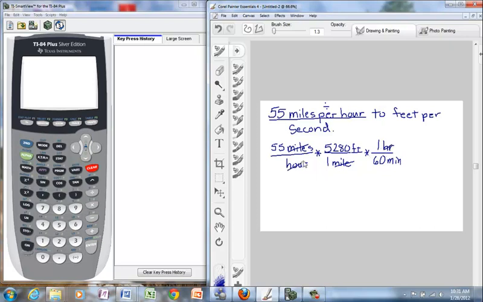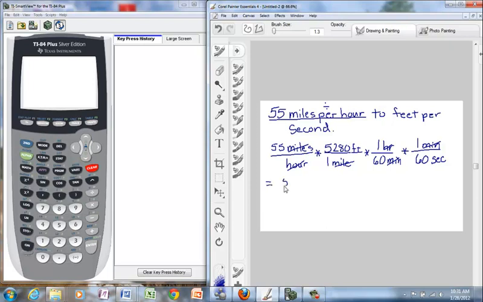But if the hours cancel, I have minutes and I do want to get to seconds, so I need to convert some more. And there are 60 seconds in 1 minute. Again, I want the minutes to cancel, so the minute needs to be in the numerator and the 60 seconds in the denominator. Now if you look at what we have for leftover units, we have feet over seconds or feet per second, which is what I was trying to get to.